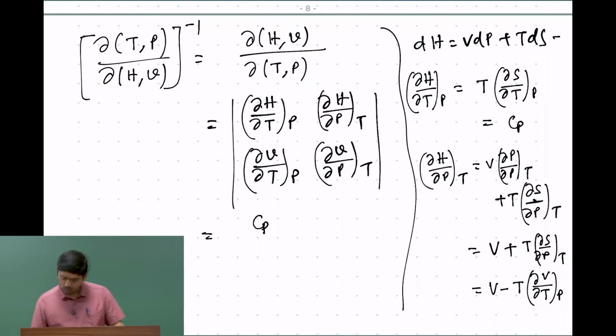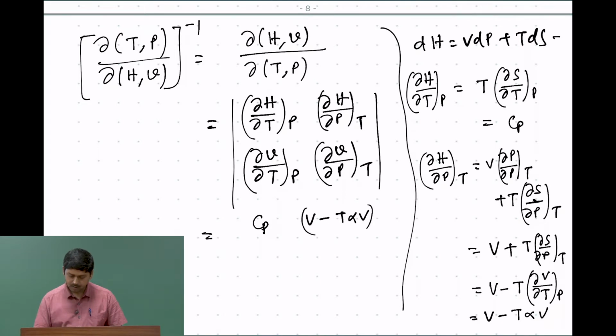So, what is del V by del T at a constant P? You know, it is the coefficient of thermal expansion again. So, therefore, it is V minus T, and then del V by del T is the coefficient of thermal expansion, alpha into V. So, it will be T alpha V. So, C P, V minus T alpha V. Now, what is del V by del P? Again, it is the coefficient multiplied by volume, and that is minus kappa T into V.